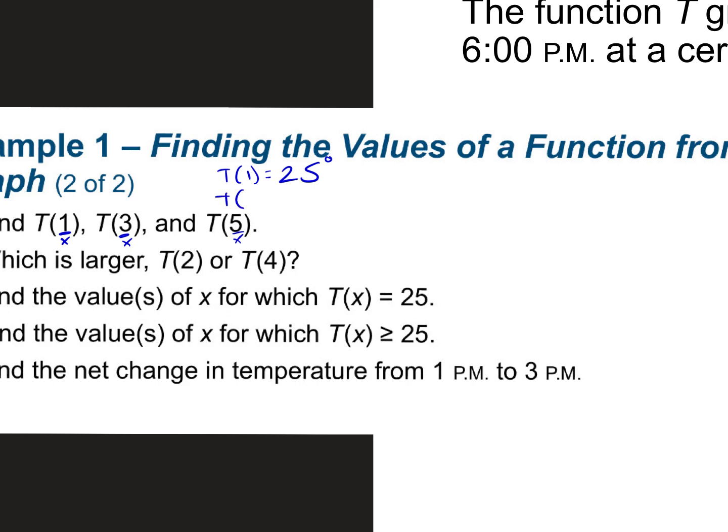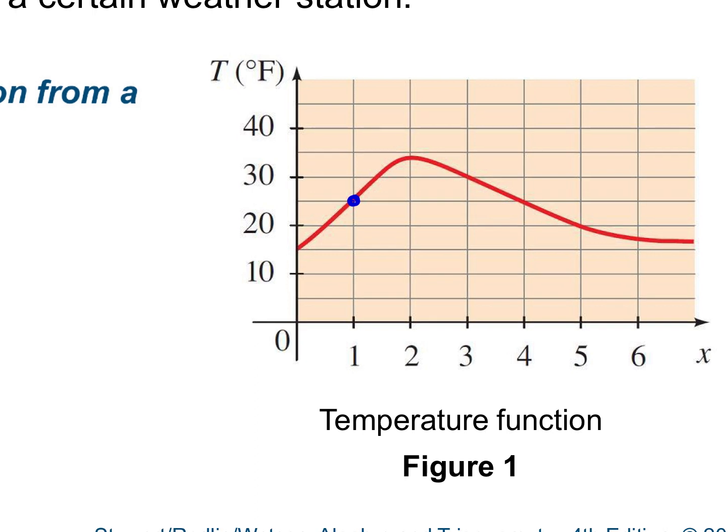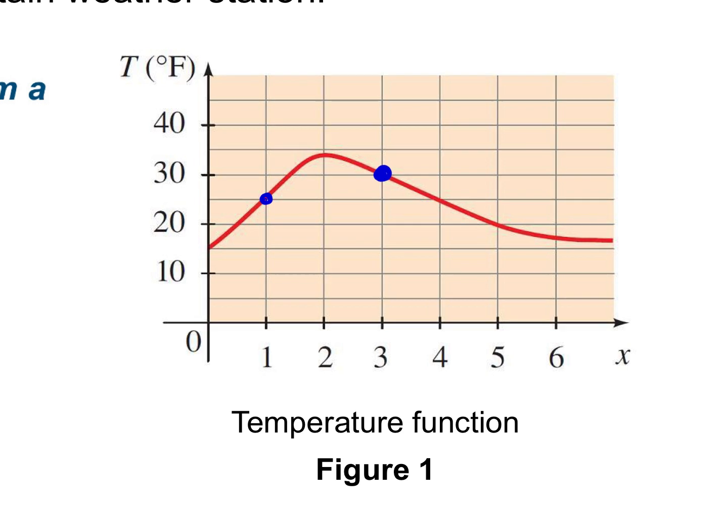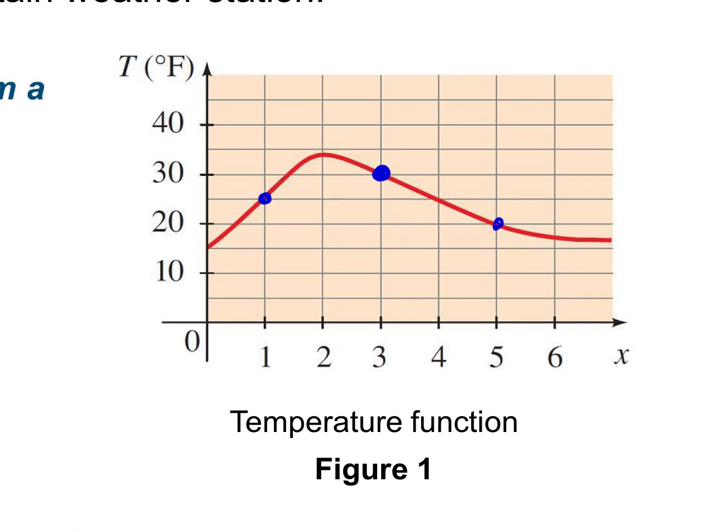Next, let's find t of 3. So we're going to go to our graph and look and see where x is 3. What's our y value? 30. And then t of 5. Let's go to our graph. Look and see where x is 5. What's our y value? 20.